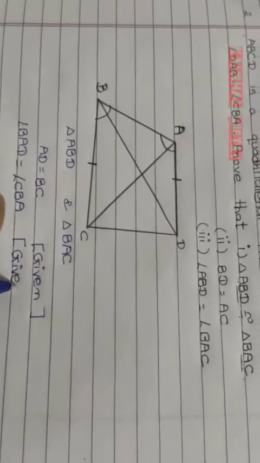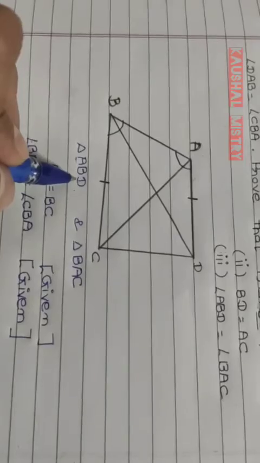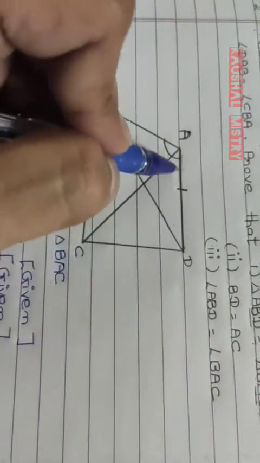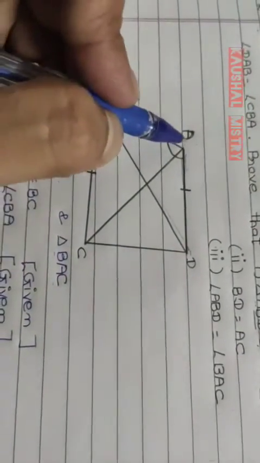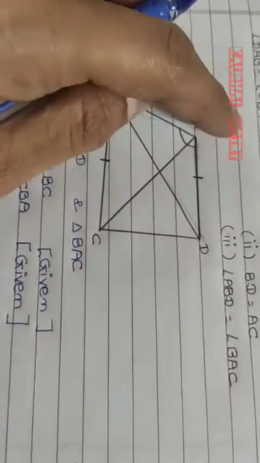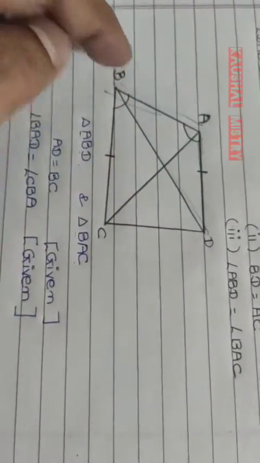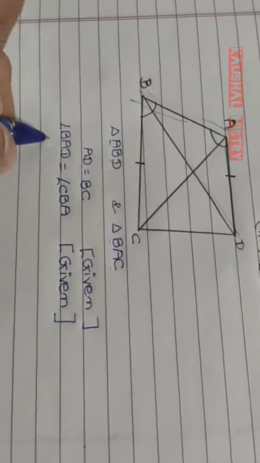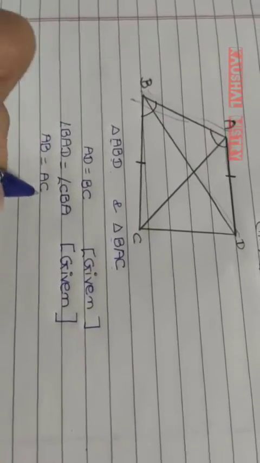Now if we read the names of the triangles carefully, we can see that ABD and BAC. That means if we consider this triangle and if we consider this triangle, this side is common. It is BAD, means this triangle, and BAC, that means this triangle. AB side is common, right? So AB is a common side in both triangles.